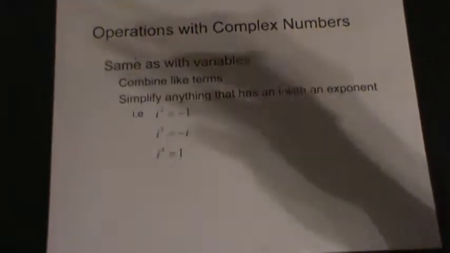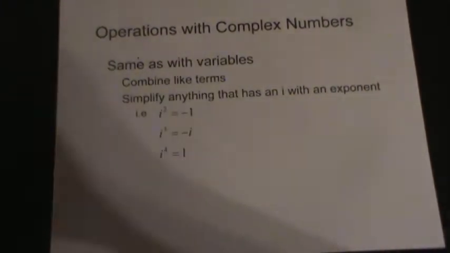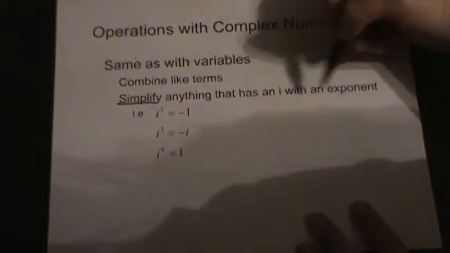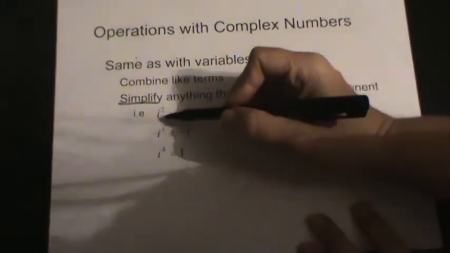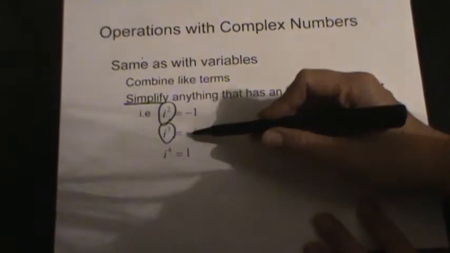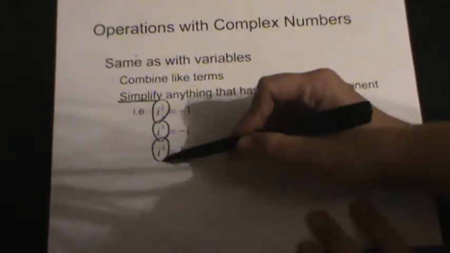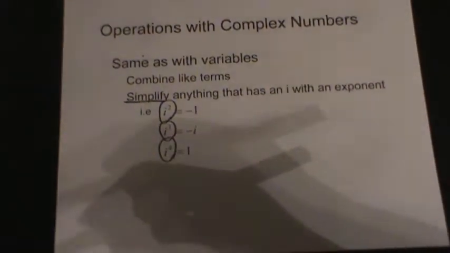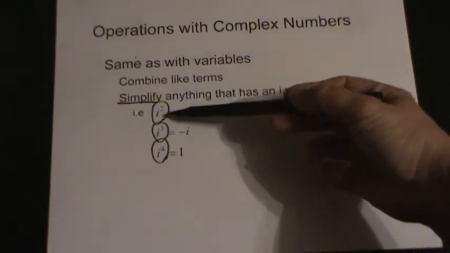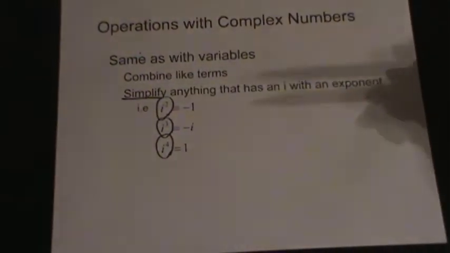So when you multiply, you add your exponents, you combine like terms, so you can't add a 1 to an i. But the main thing you need to do is simplify anything that has an i with an exponent. So if you see an i squared, you're going to replace it with a negative 1. If you see an i cubed, you're going to replace it with a negative i. And if you see an i to the fourth, you're going to replace it with a positive 1. So the main thing you're going to see most of the time is just an i squared, and you're going to replace it with a negative 1.